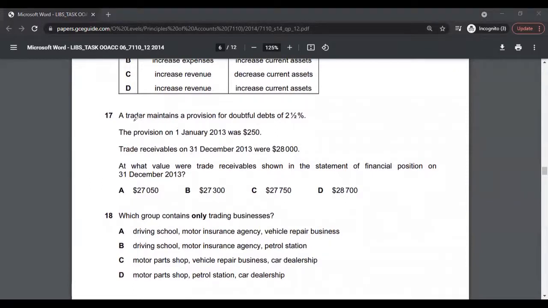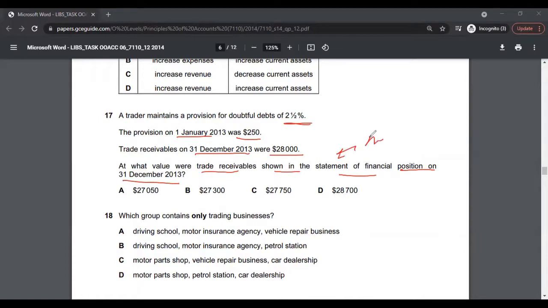Multiple choice 17. A trader maintains a provision for doubtful debts of 2.5%. The provision on 1st January 2013 was $250. Trade receivables on 31st December 2013 were $28,000. At what value were trade receivables shown in the statement of financial position on 31st December?